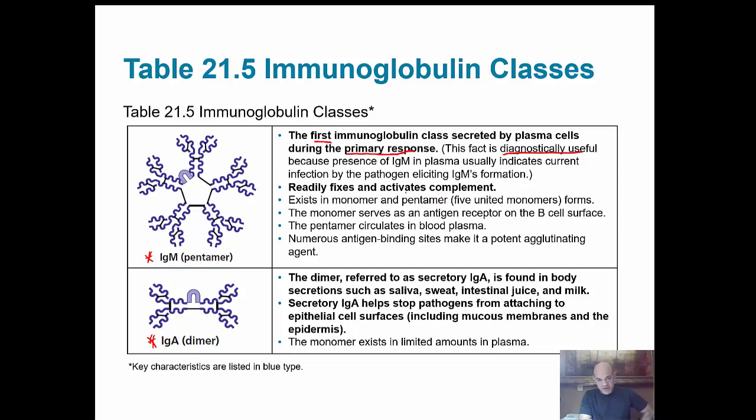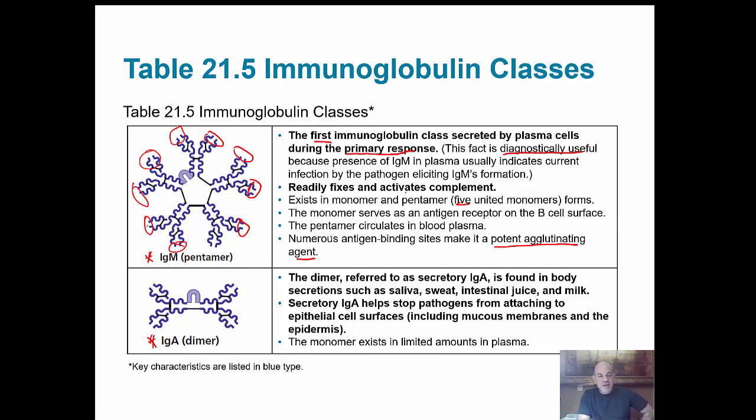It exists as a monomer and a pentamer. Pentamer means 5 bound together, like you see in the illustration there. The monomer serves as an antigen receptor on the B cell, so the monomer will stay there on the plasma membrane of the B cell and serve as a receptor for that antigen. The pentamer circulates in the blood, and here we're going to have numerous antigen binding sites, which makes it a potent agglutinating agent. So every one of these areas right here is a binding site for a specific antigen. This one pentamer, a large molecule, can bind to multiple antigens and hang on to them, making a sort of clumping.